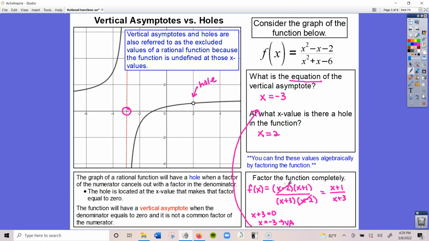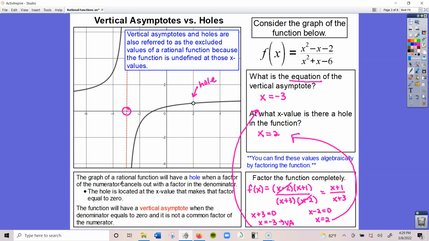Then the factor that canceled out, you see how it was x minus 2. If I set x minus 2, the one that canceled, equal to 0, I get that x is equal to 2. The factor that cancels, that's where you have the hole. So, as a reminder, what we just did here, I have it all outlined for you here for your notes.